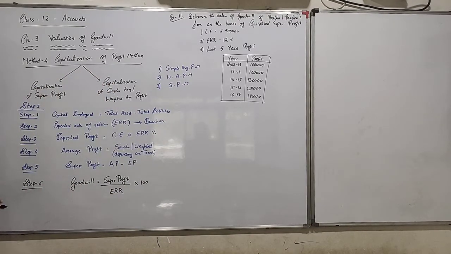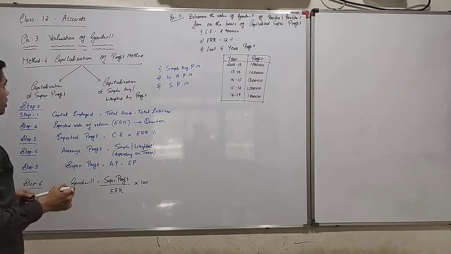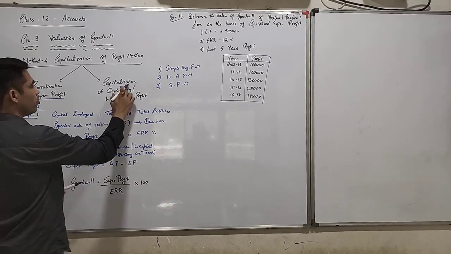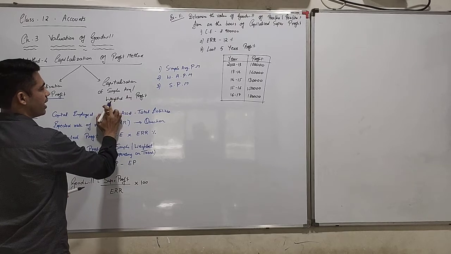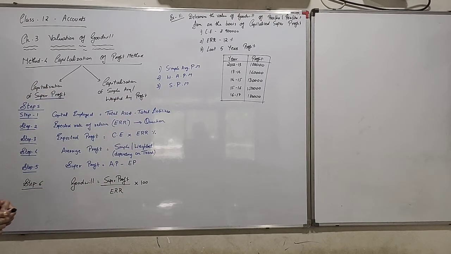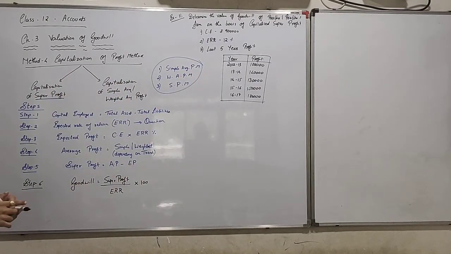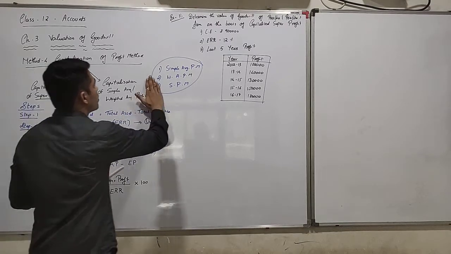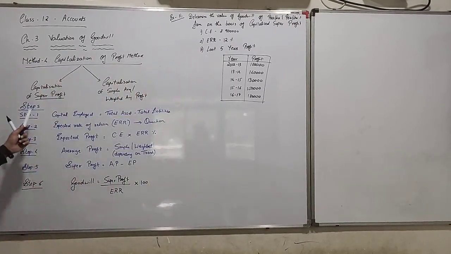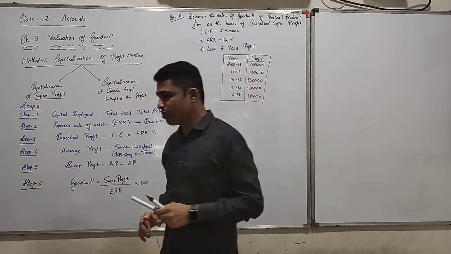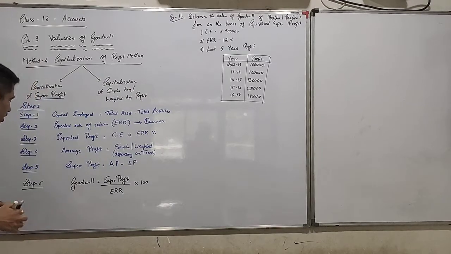Now friends, under the capitalization of profit method, there are two sub methods. Number one is capitalization of super profit and number two is capitalization of simple average or weighted average profit. So basically again we would be focusing on these three methods, but under the heading of capitalization. Today my focus would be to teach you the capitalization of super profit method. We have already learned the super profit method in my last session, right? The only alteration is in step number 6. We will just go through all these steps again.